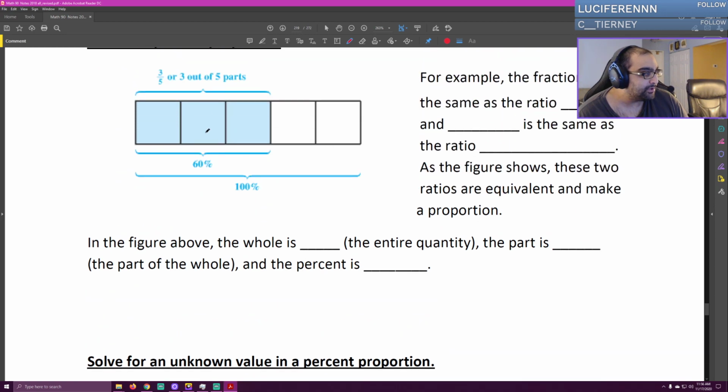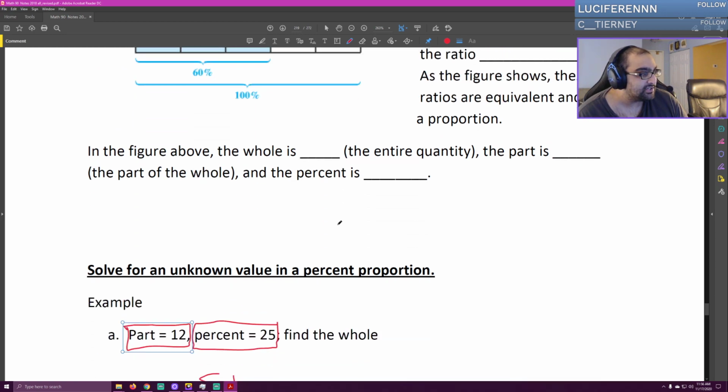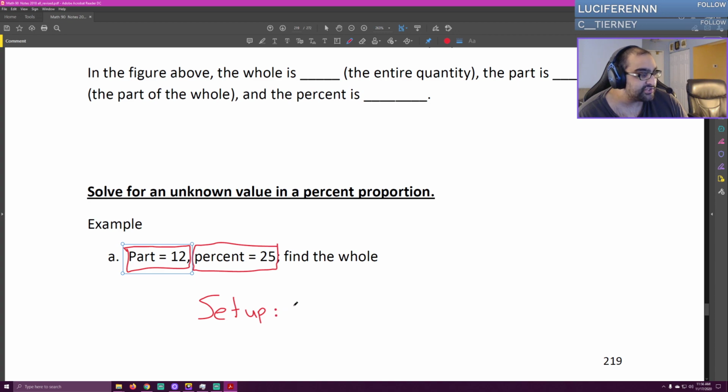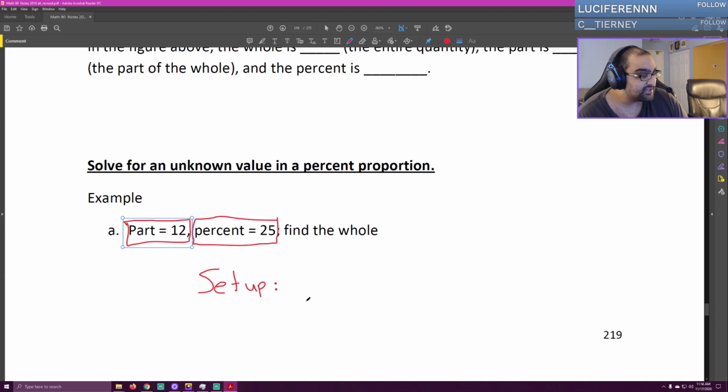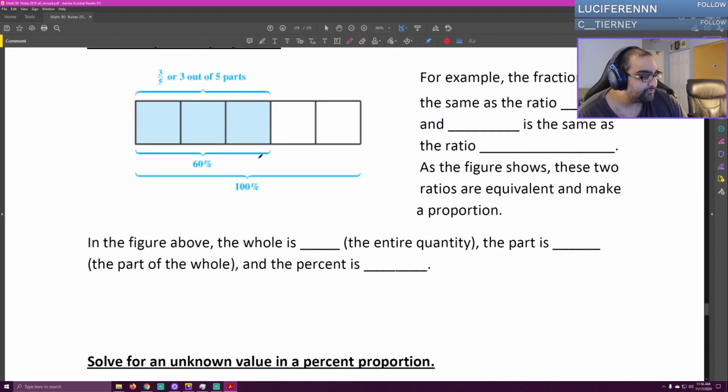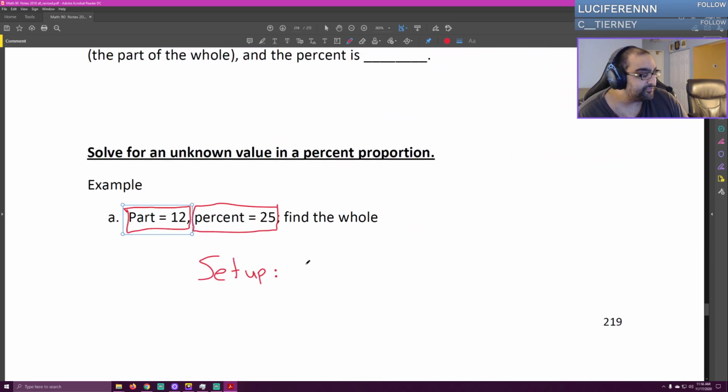As you can see up here really quick, it's just going to look something akin to this. But if we have a universal setup for all of these problems, then I think that's significantly easier than just putting it visually every time with these boxes. All right, so the setup looks like this. We have the part over the whole equals the percent over 100.